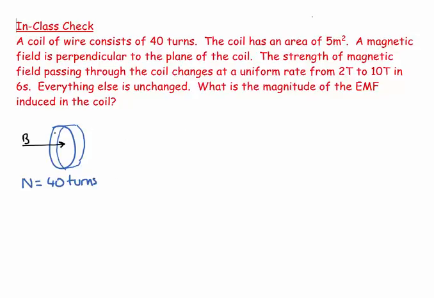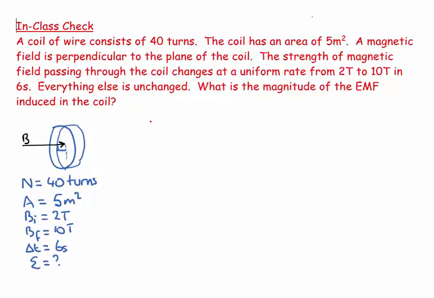And then I have my area. This is the area of this opening in the coil. So my area equals 5 square meters, and then this is perpendicular, so we can show that like that. So it's perpendicular to the plane of the coil. The strength of the magnetic field passing through the coil changes from 2 to 10. So B initial is equal to 2 tesla, and B final is equal to 10 tesla. And then my amount of time it took is equal to 6 seconds. And then what is the magnitude of the EMF?